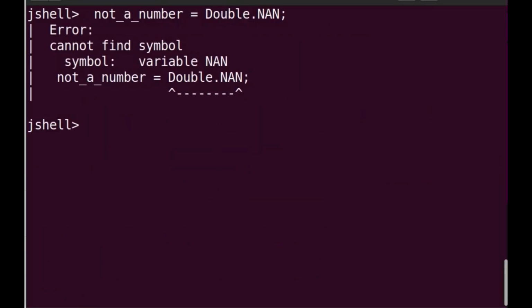Take note that NaN is written with a small a between capitals, so otherwise I would get a compiler error. It doesn't understand this constant value, the static field there. We will see more examples of these constant values in future lessons.